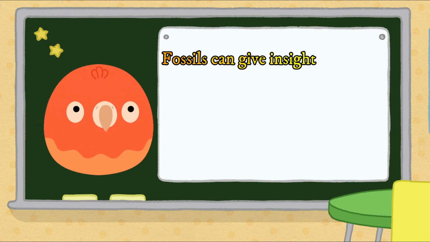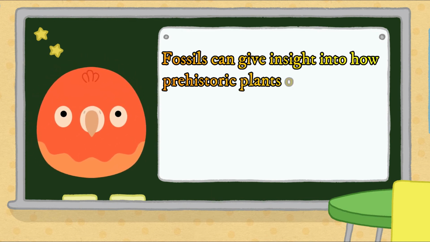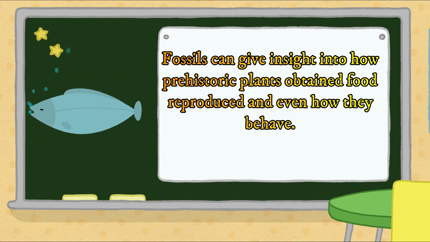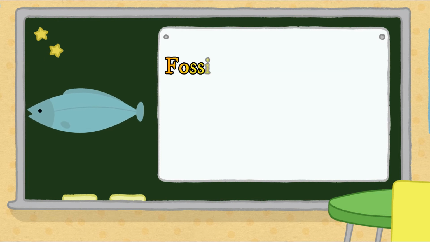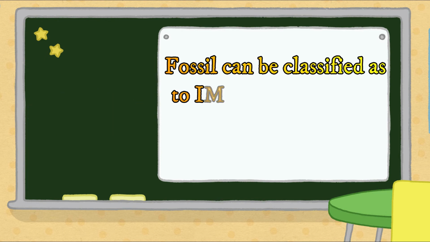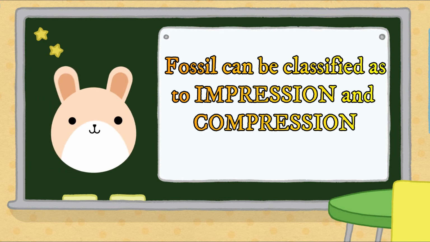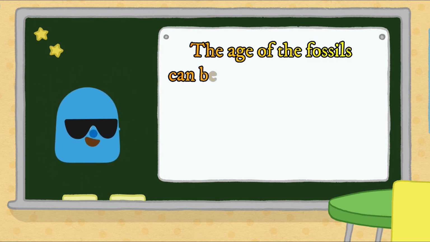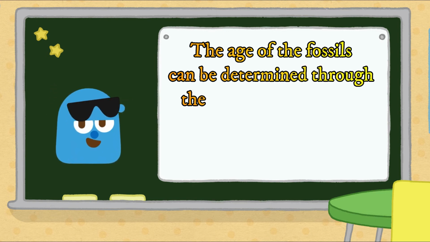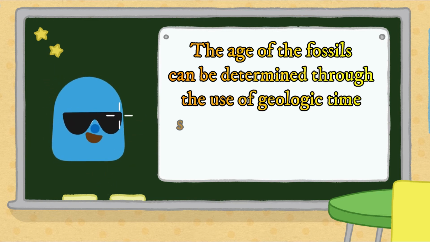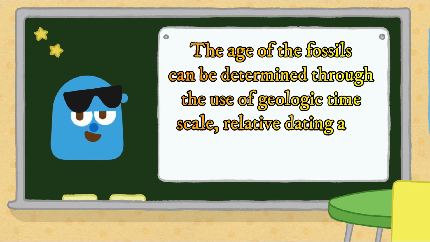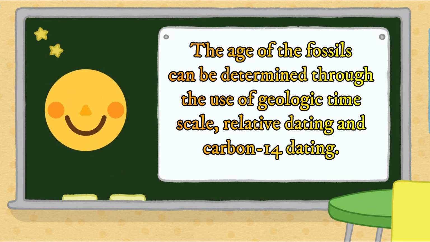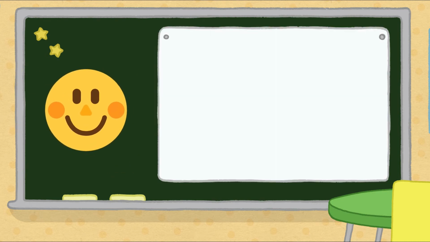Fossils can give insight into how prehistoric plants obtain food, reproduce, and even how they behave. Fossils can be classified as to impression and compression. The age of the fossils can be determined through the use of geologic time scale, relative dating, and carbon dating. And that wraps up our lesson for today.